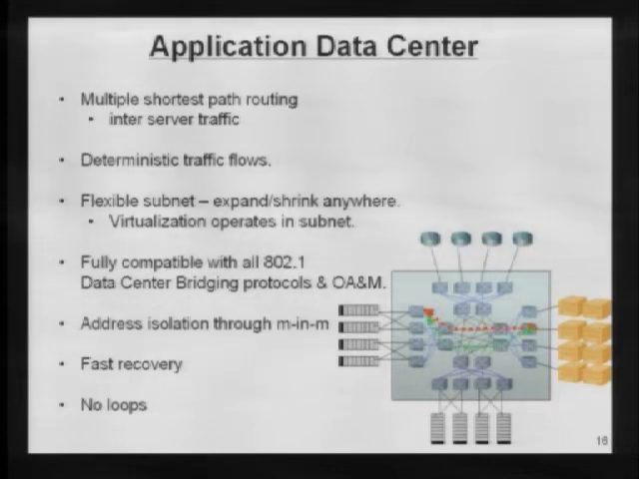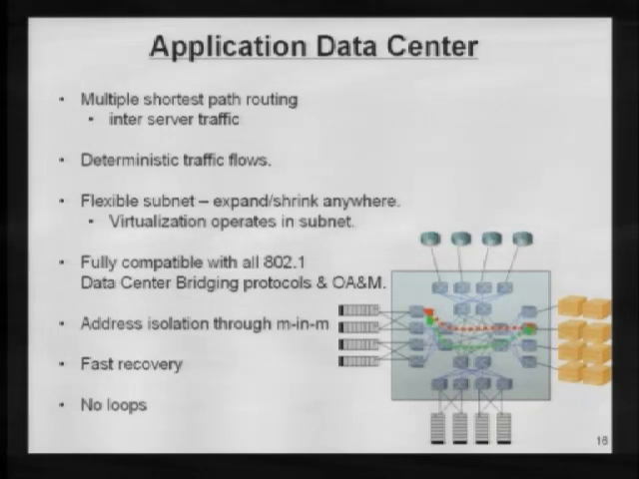The determinism of routing is a very nice thing. Like I said, it allows you to predict what your network's going to do offline. The flexible subnet, the ability to expand and shrink anywhere, is a major attribute of the virtualization and some of the different vendors' virtualization mechanisms.